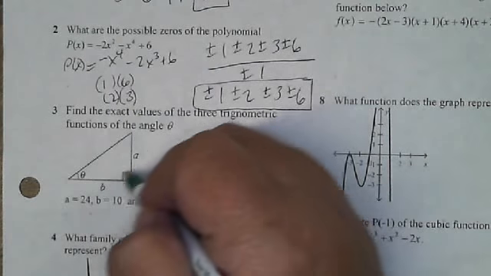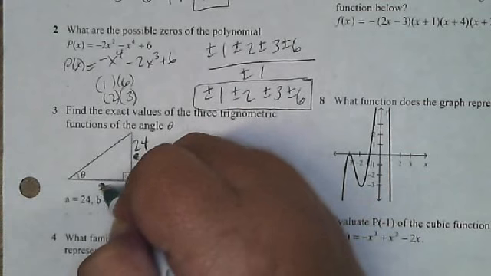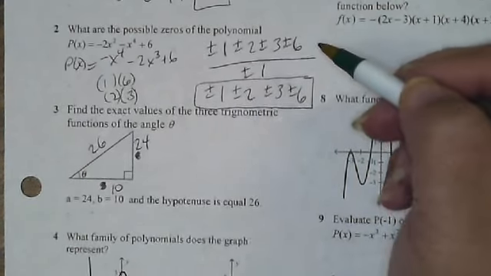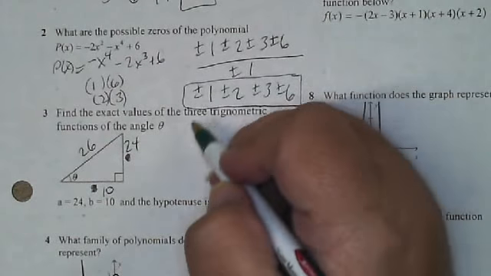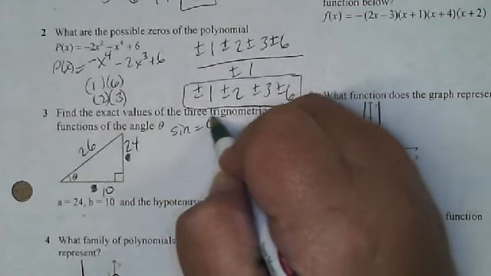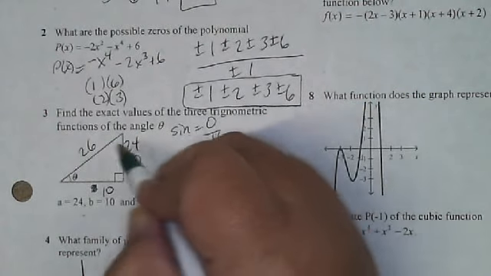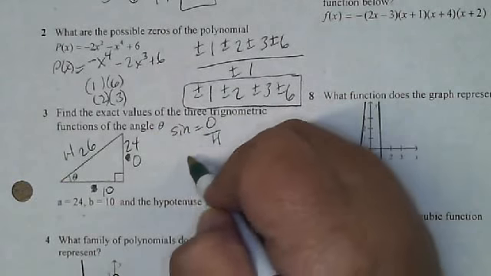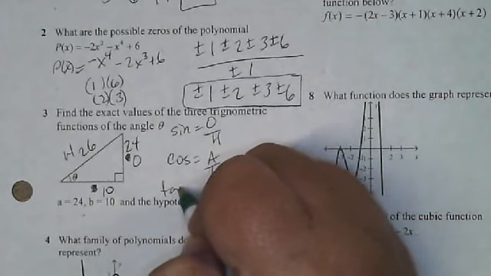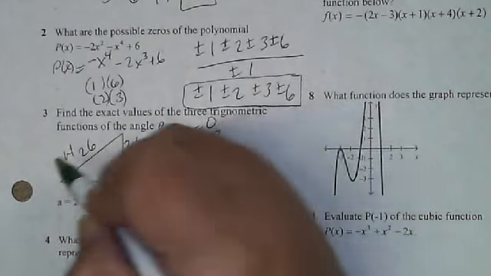Number 4. A, right here, I'm going to erase it, put a 24. B, I'm going to erase, put a 10. And hypotenuse is 26. So the trig ratios are sine, which is O over H. And if this is our angle, this is the O, this is the H. Cosine, which is A over H. And tan, which is O over A. This is our A.